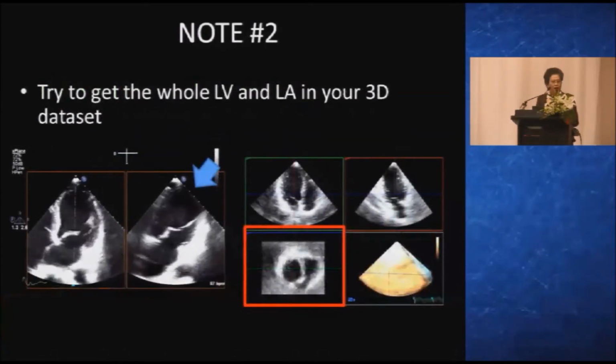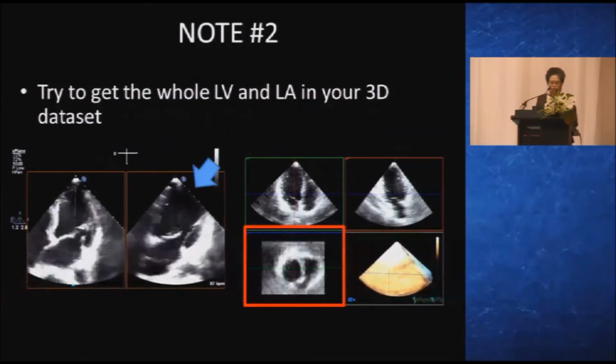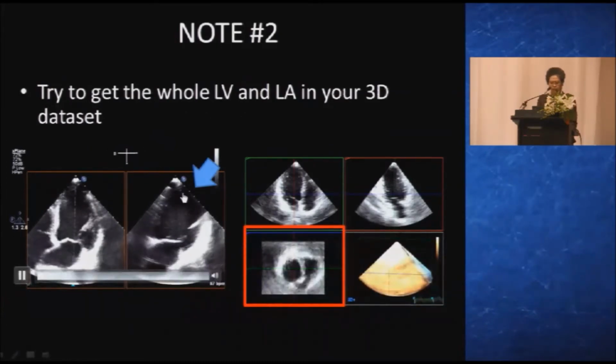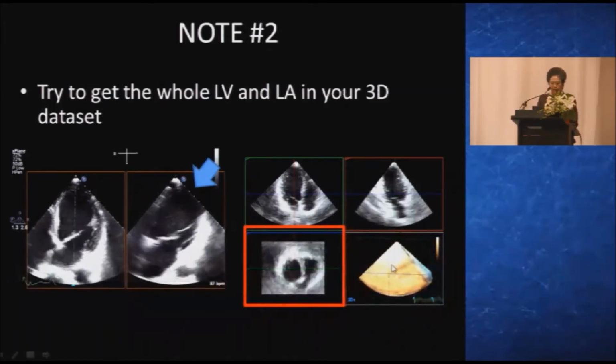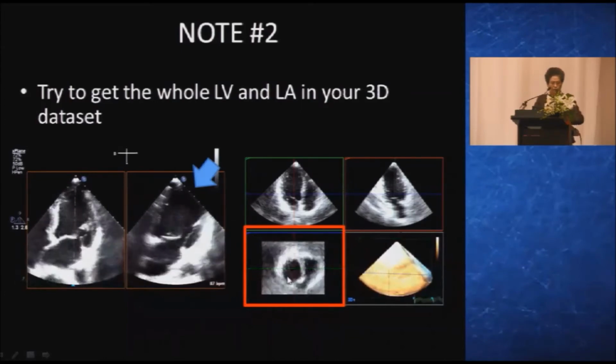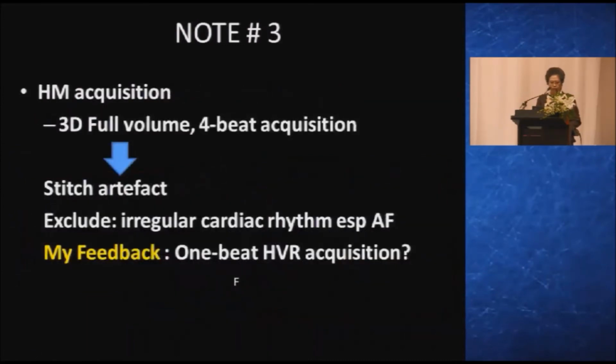So that's nice. And my note during image acquisition and testing of the HeartModel is you have to try to get the whole LV and LA into the 3D data set. I pointed out that maybe looking at one plane is not enough. Even if you have the 3D data set, you have to go through cross-sections of the LV to make sure that no part of the left ventricle dropped out. And note number 3 at that time is that HeartModel was acquired as a 3D full volume 4-beat acquisition. So at that time we could have stitch artifact because it stitches together the 4-beat acquisition.